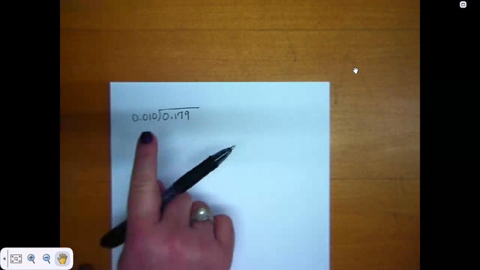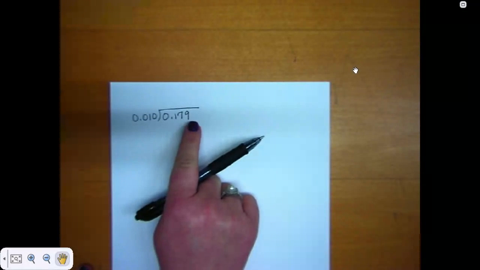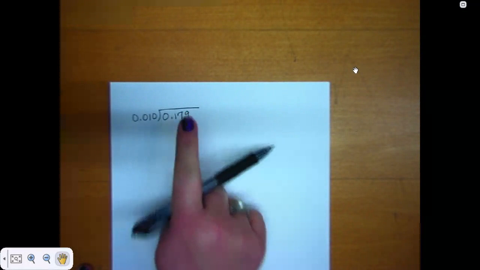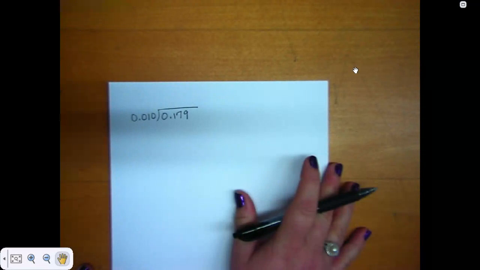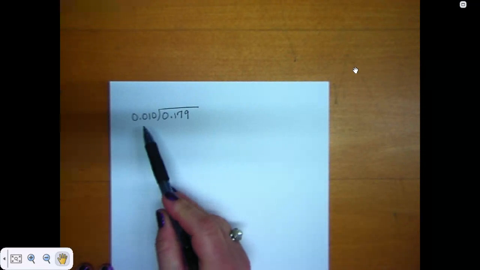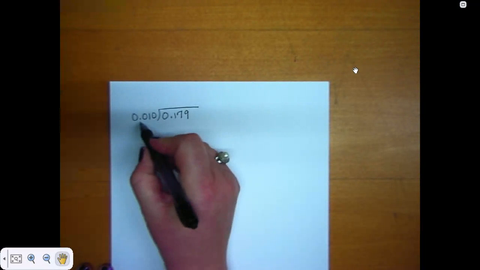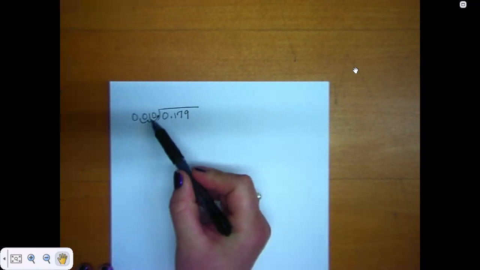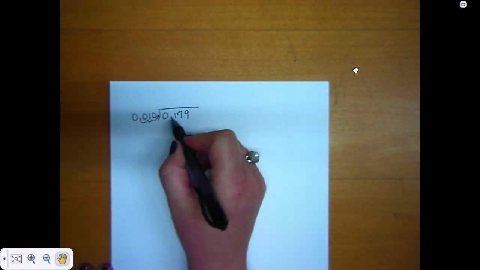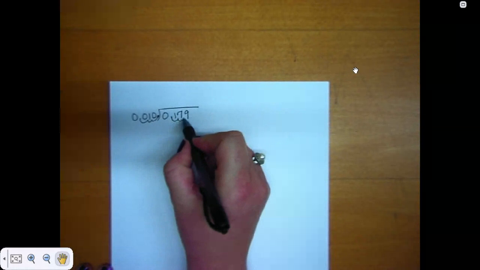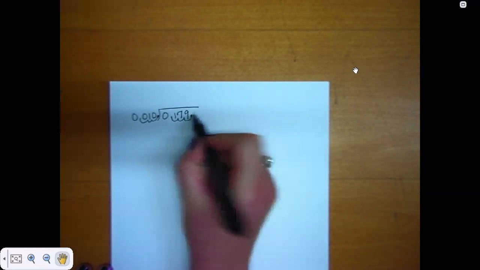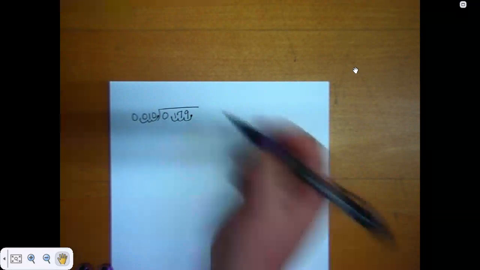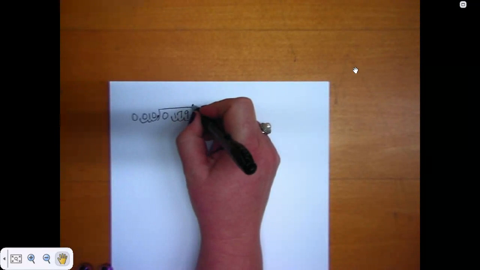So let's start with 0.179 divided by 0.010. And we see that we are dividing a decimal by a decimal. So the first thing we need to do is move our decimal all the way to the right. So we go 1, 2, 3 places to the right. And if we do that on the outside, we also have to do that on the inside. 1, 2, 3. So I have moved my decimal, and that means my decimal is also going to go up here.